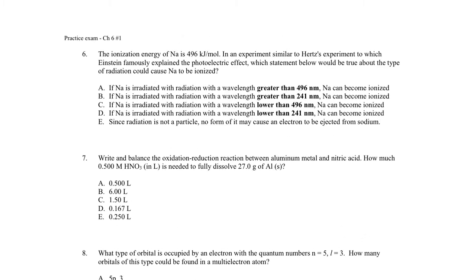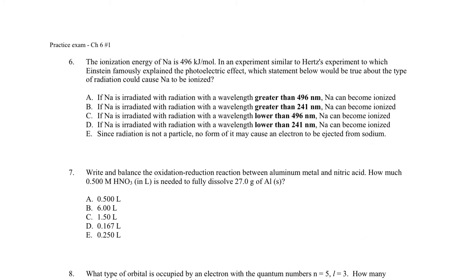Moving on to page 2. Question 6 actually gives us information to calculate a wavelength associated with the energy. So we have an ionization energy of sodium of 496 kJ per mole. An experiment similar to Hertz's experiment. He was the one who took light and was shining it on a metal and seeing you needed a certain frequency of light or energy of light to cause electrons to be ejected. That led to the description of light as containing photons and coming up with the equation E is equal to h nu, E is equal to hc divided by lambda.